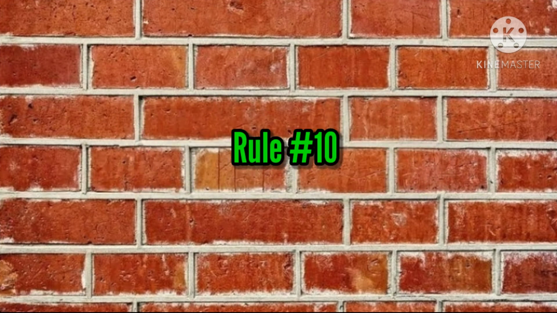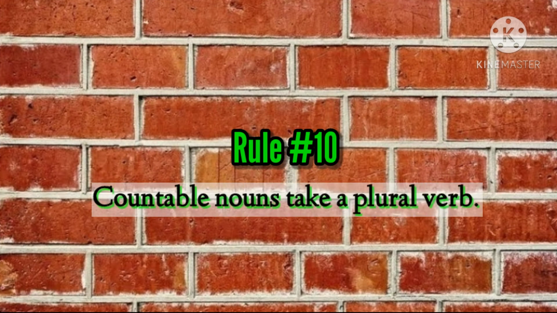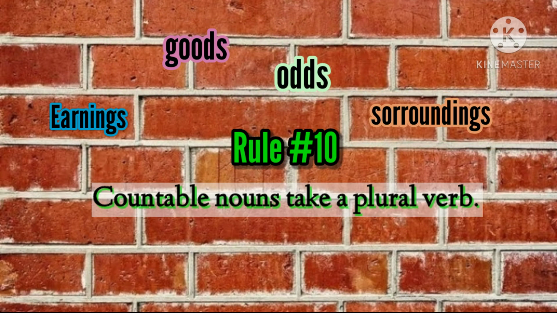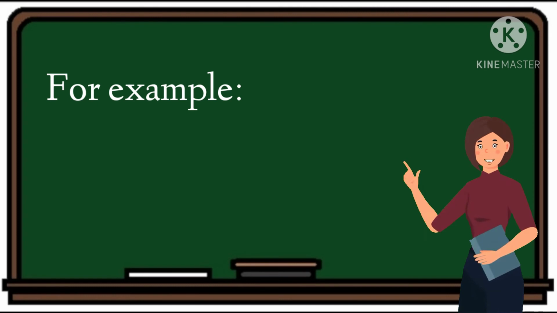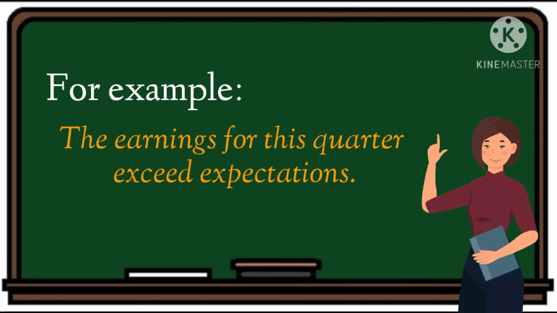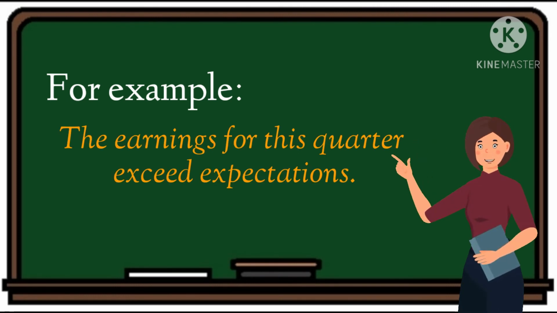Rule number 10. Countable nouns take a plural verb. Some of the countable nouns in English are the following: earnings, goods, odds, surroundings, proceeds, contents, and valuables. For the example, the earnings for this quarter exceed expectations. So earnings is a countable noun, so it must be paired with a plural verb, which is exceed.